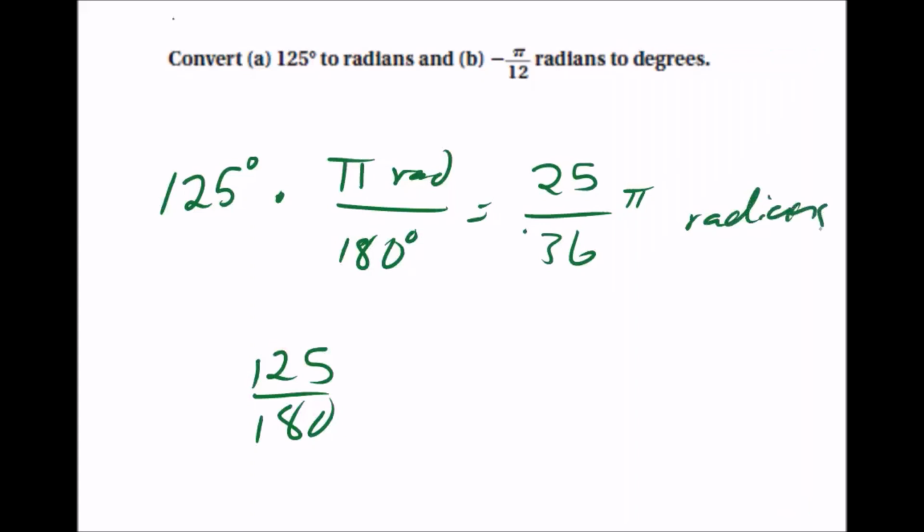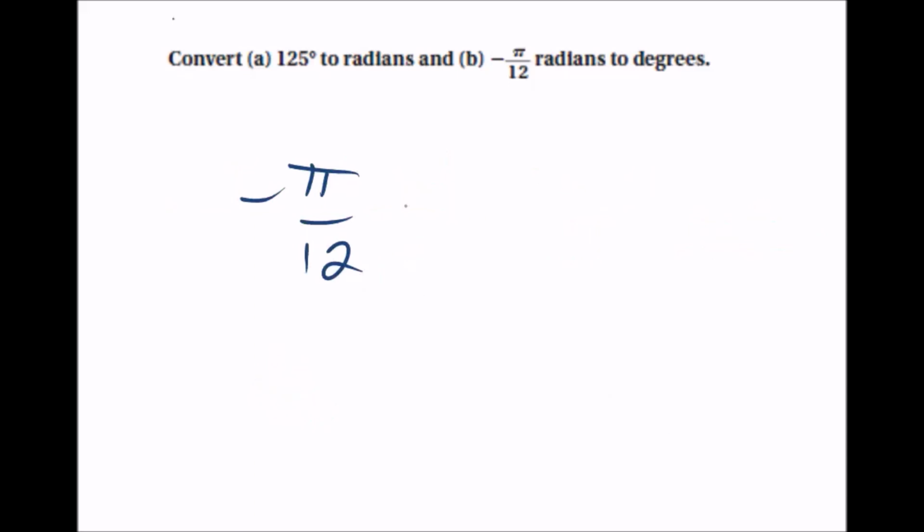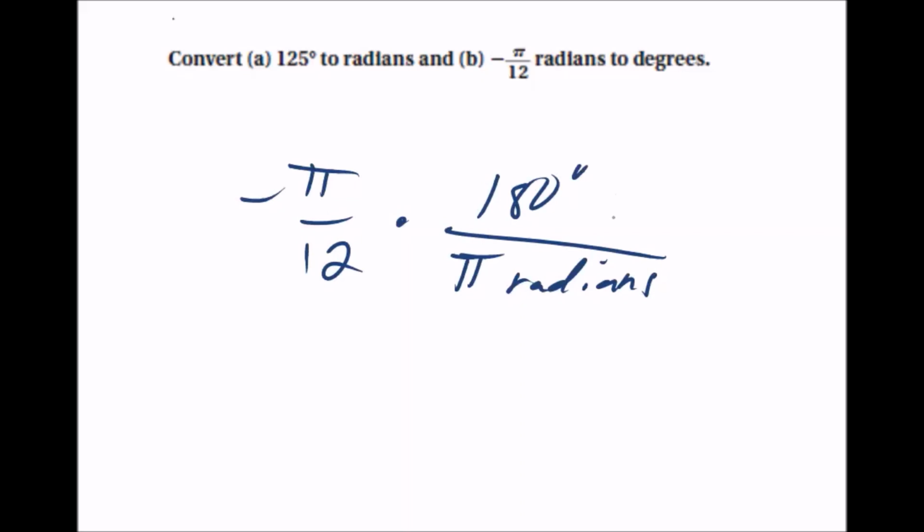Remember from the circle that all the radians had pi in it somewhere? Except for 0, of course. That pi needs to be there. That's how we show that it is in radians. Alright, this one's just backwards. You go from radians to degrees, we take that, we multiply it times pi radians over, or under, 180 degrees.